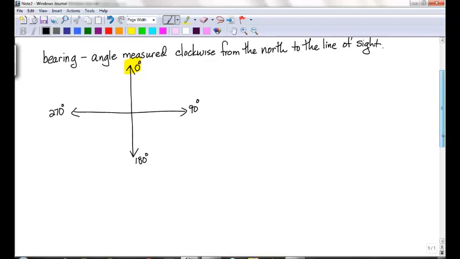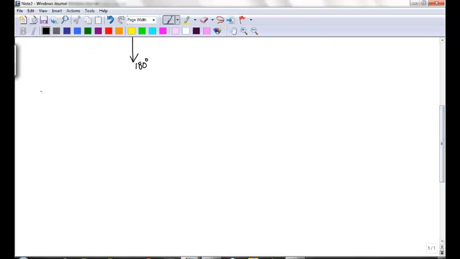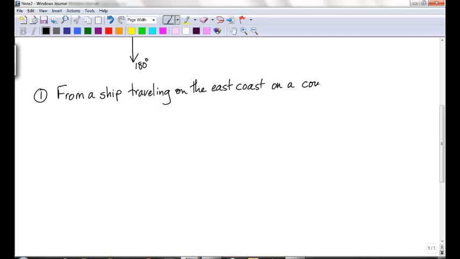Okay, so I'm going to go through two problems, and these are tied together. From a ship traveling on the East Coast on a course of 27 degrees, the navigator sights a lighthouse.